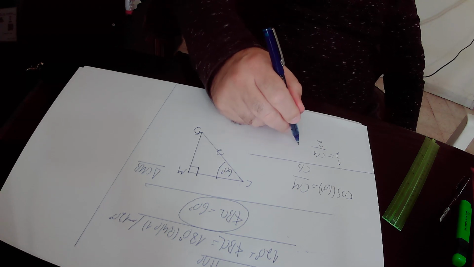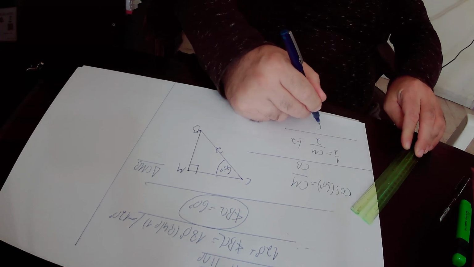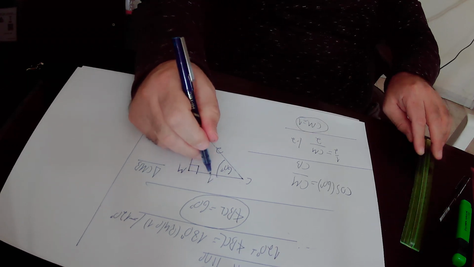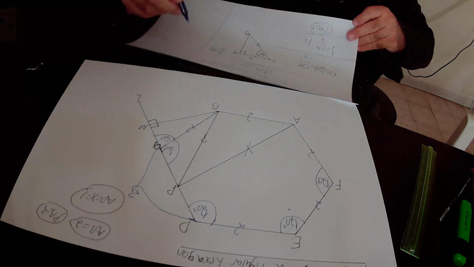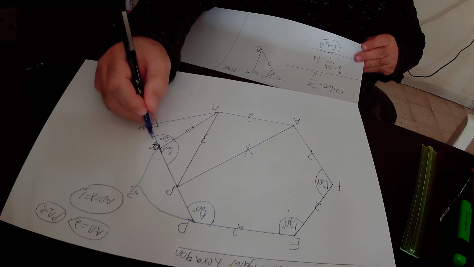Here we multiply this equation by 2 and we get that CM equals 1 unit. Here also we can write down in the original drawing that CM equals 1 unit.